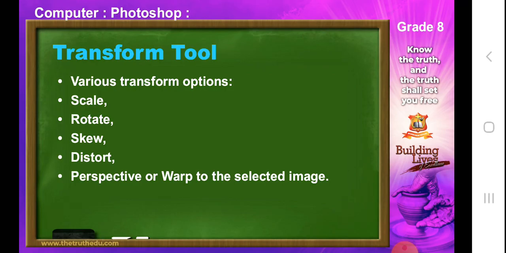Next comes the transform tool. Now transforming objects, if you remember, I spoke about skew, rotate, distort, and how we apply any kind of transformation to an image. So there are various transform options, which are scale, rotate, skew, distort, perspective, or warp, applied to the selected image. Now here, if you focus on skew, it means neither parallel nor at a right angle. So kind of like crooked, right?